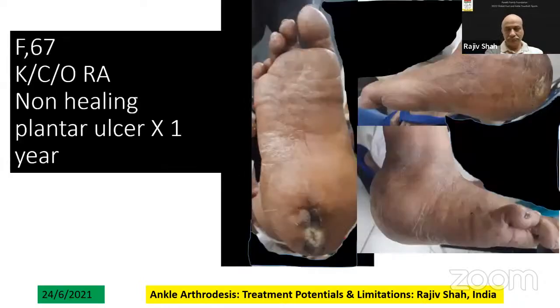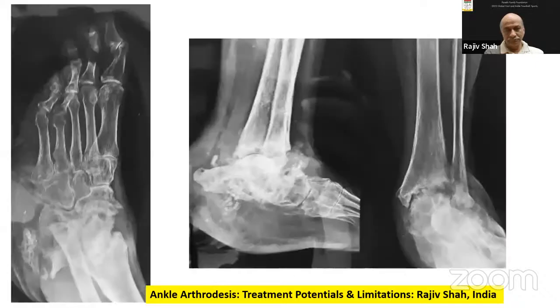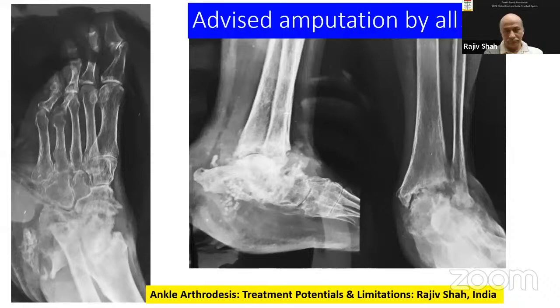A female of 67 years had rheumatoid arthritis and a non-healing plantar ulcer of 1 year, and this is how a closer view of the ulcer looked. This patient's X-ray showed complete dissolution of the calcaneus, which was eaten away by the infective organisms. And this was the X-ray picture. She went from pillar to post and was advised amputation.